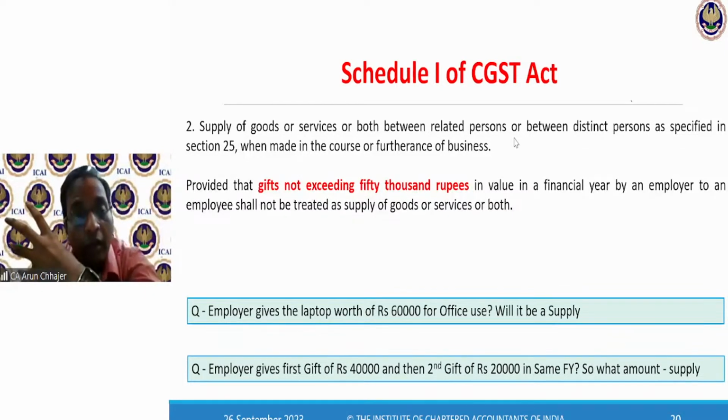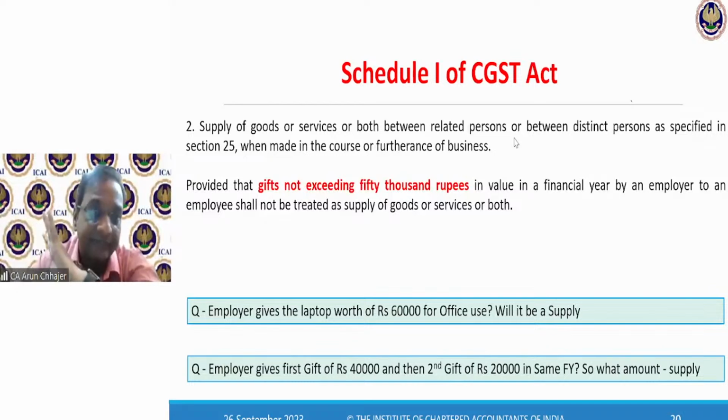If someone has one PAN number, but obtains the registration in multiple states or within the state, in that case, these GST numbers to each other would be called distinct persons. Okay? What is the meaning? If you supply the goods or services between related or between distinct persons, even without consideration, it is chargeable to GST.